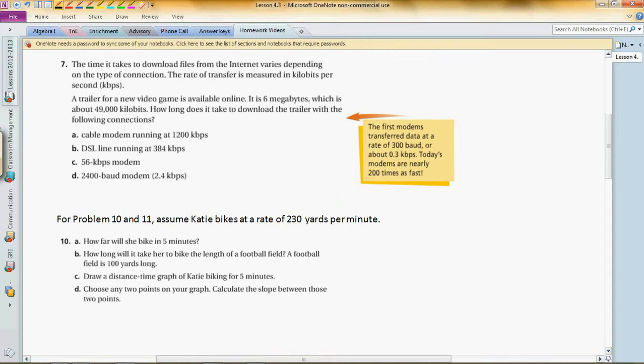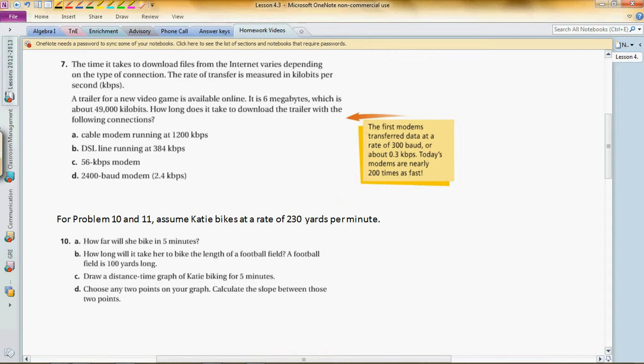Problem 7. The time it takes to download files from the internet varies depending on the type of connection. The rate of transfer is measured in kilobytes per second. A trailer for a new video game is available online. It is 6 megabytes, which is about 49,000 kilobytes. How long does it take to download the trailer with the following connection?